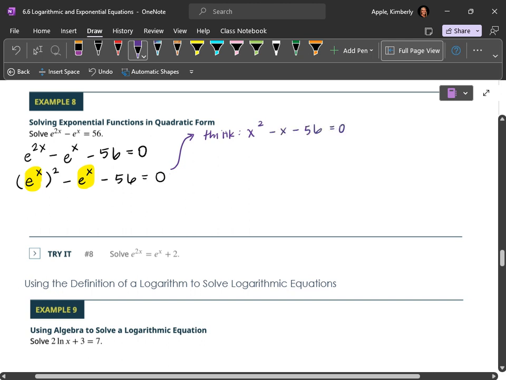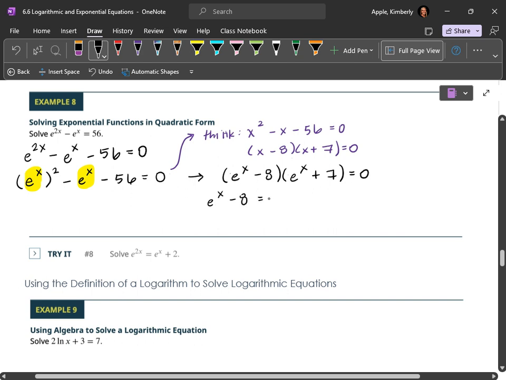And what I'm going to be able to do here is factor this. And so this would factor into x minus 8, x plus 7, except remember the so-called x's that I have here are actually e to the x's. And so let's make that replacement now. So this would be e to the x minus 8, e to the x plus 7 equals 0. And I can set each factor equal to 0 and solve.